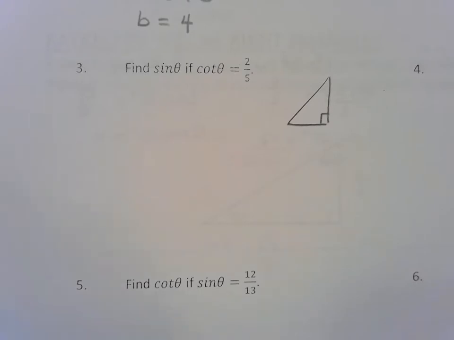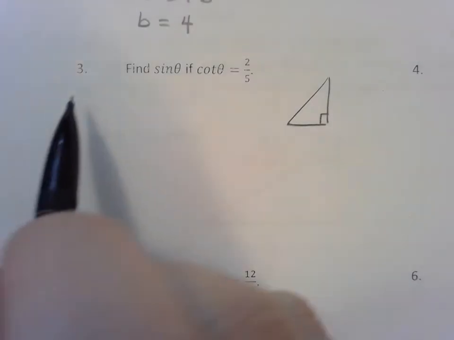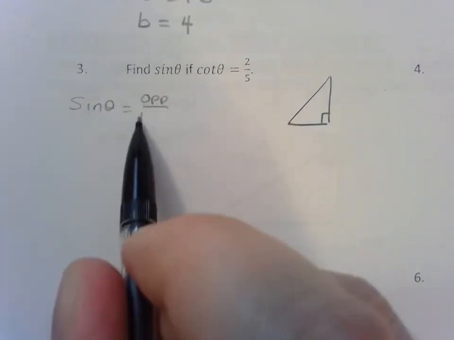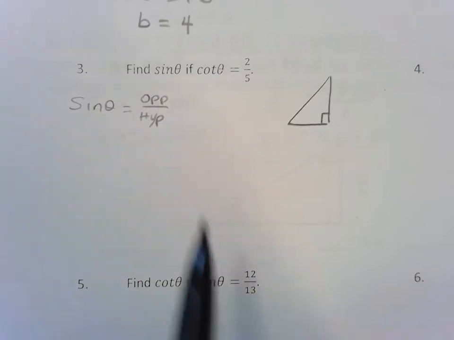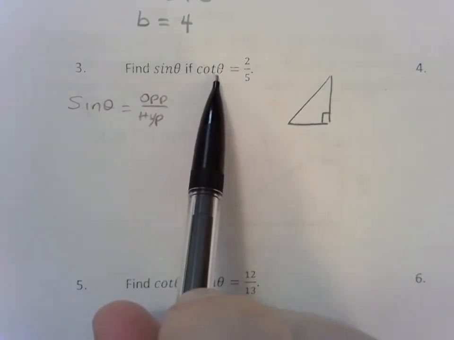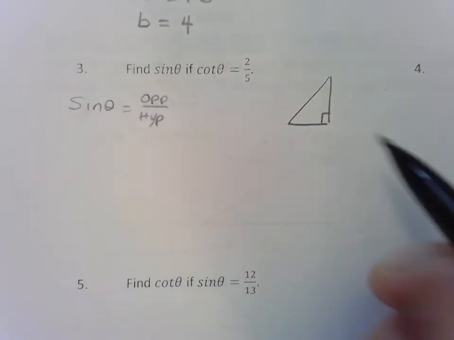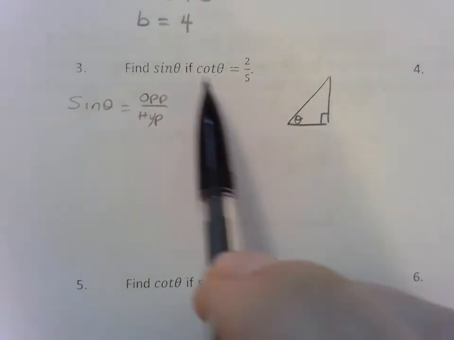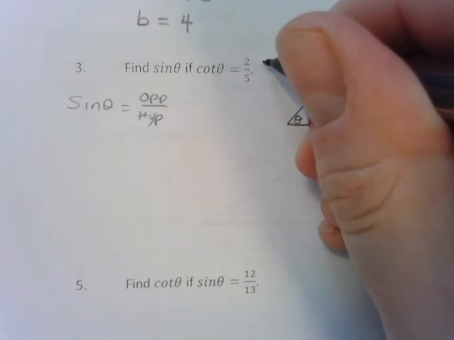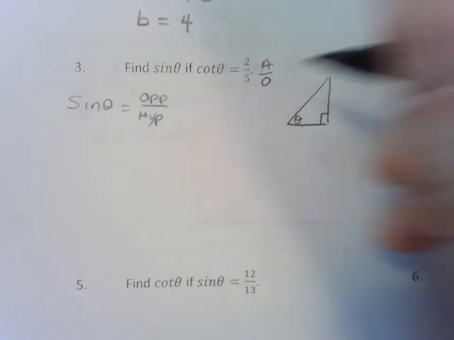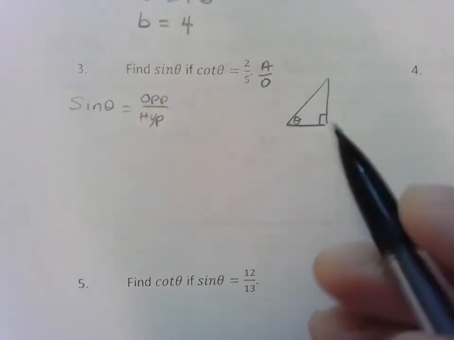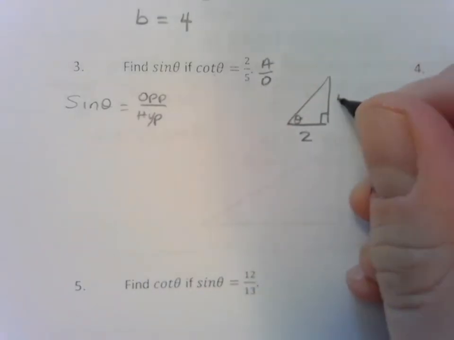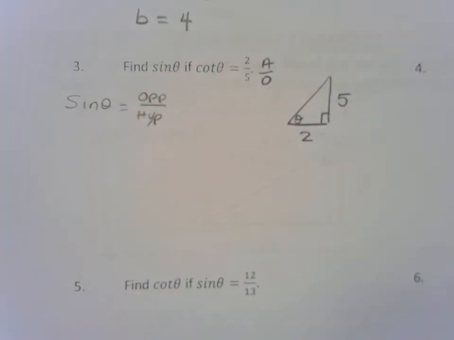They just give us a prompt that says find the sine. Now what is sine? Sine of theta is opposite over hypotenuse. If the cotangent of theta is 2/5, mark theta in one of the acute angles. Now the cotangent was adjacent over opposite. So the adjacent side I'm going to mark with a 2 and the opposite side I'm going to mark with a 5. What's missing is our hypotenuse.